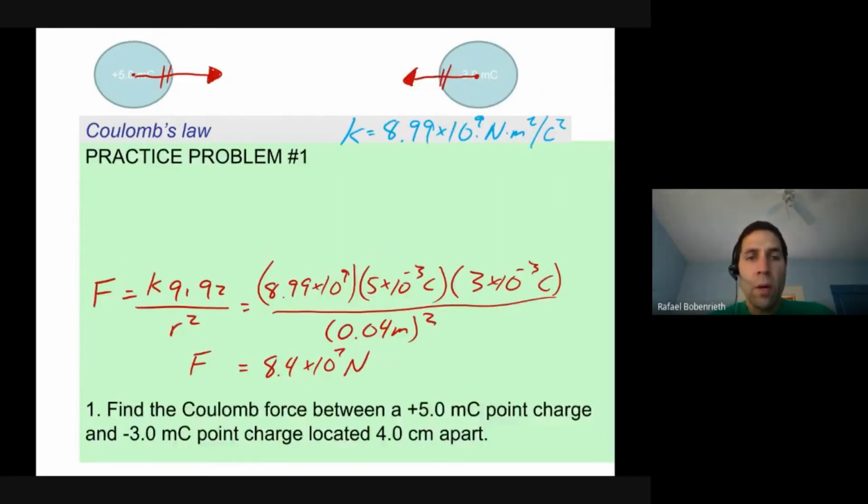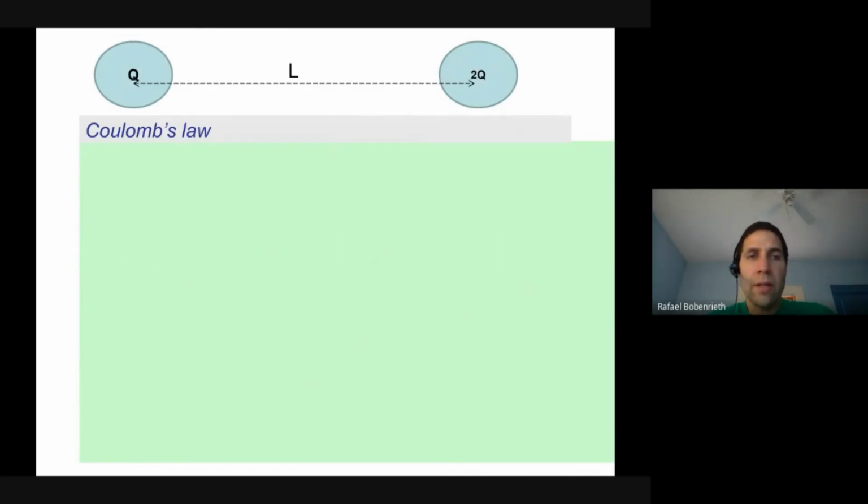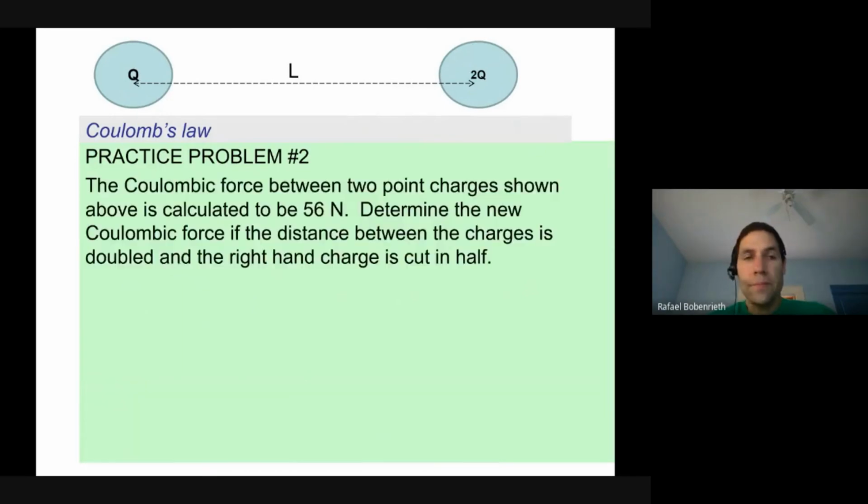Okay, so one more I want to do here, and then you're going to get time in the breakout rooms. Here's another problem. The Coulombic force between 2-point charges shown above is calculated to be 56 newtons. Determine the new Coulombic force, that means Coulomb's law force, if the distance between the charges is doubled and the right-hand charge is cut in half. So notice in this situation, this is what we call comparative scenario analysis. I don't give you numbers. I don't give you the size of the charges. I don't give you the distance between them. But I give you enough information to do what we call comparative scenario analysis. So let's go through this.